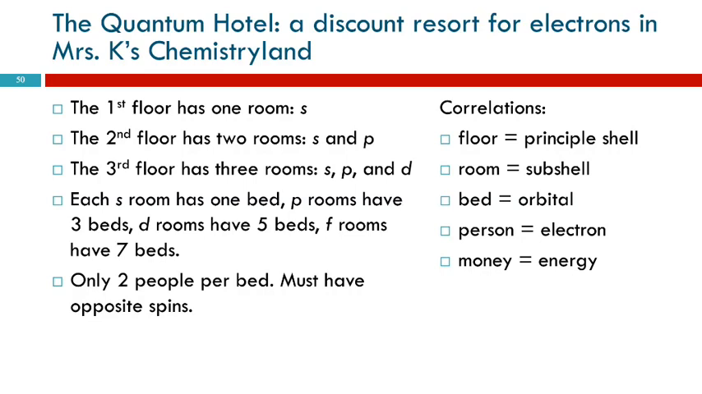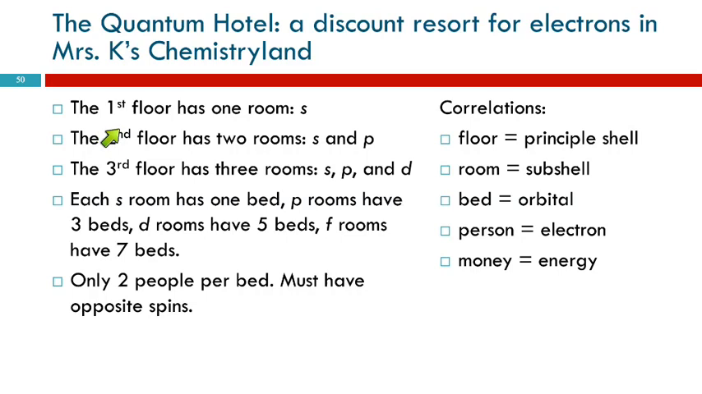So I have an analogy. If you haven't noticed, I really enjoy analogies. So this is my analogy for quantum mechanics. I call it the quantum hotel, a discount resort for electrons in Mrs. K's chemistry land. Okay, so imagine this hotel. It's kind of a strangely shaped hotel because it's smaller at the bottom and gets bigger at the top.